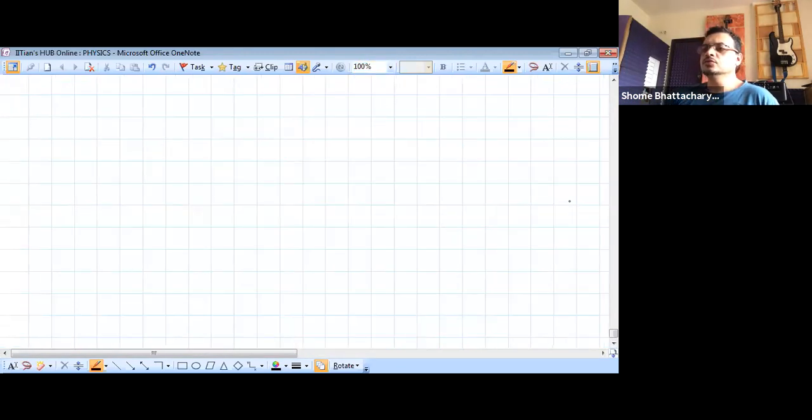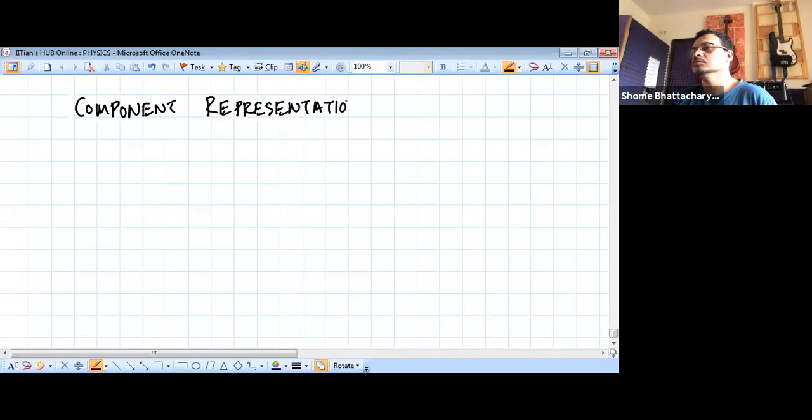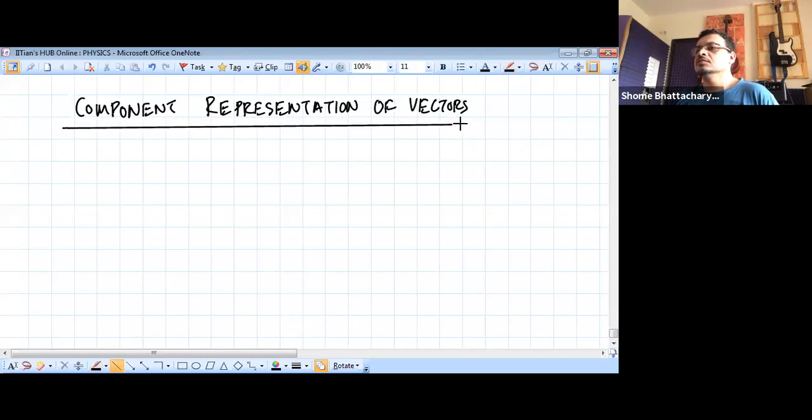Now next we'll move on to the second representation of vectors. So last time, up to last time we were looking at geometrical representation. Now the second method of representation we'll see is the component method, or the component representation of vectors. So in component representation of vectors, the vectors are represented in terms of the coordinate axis.